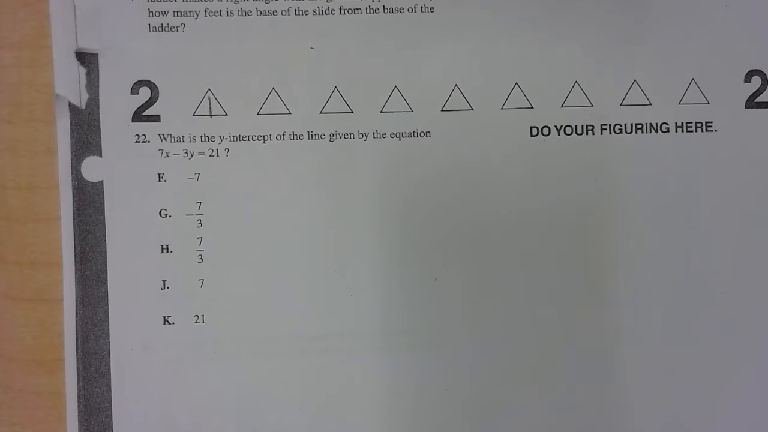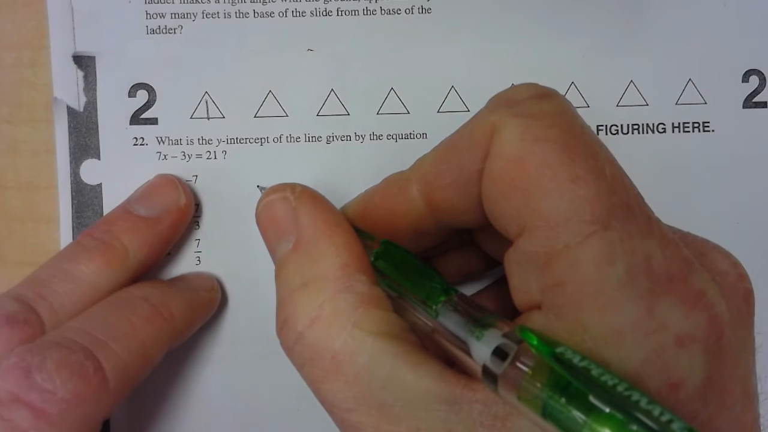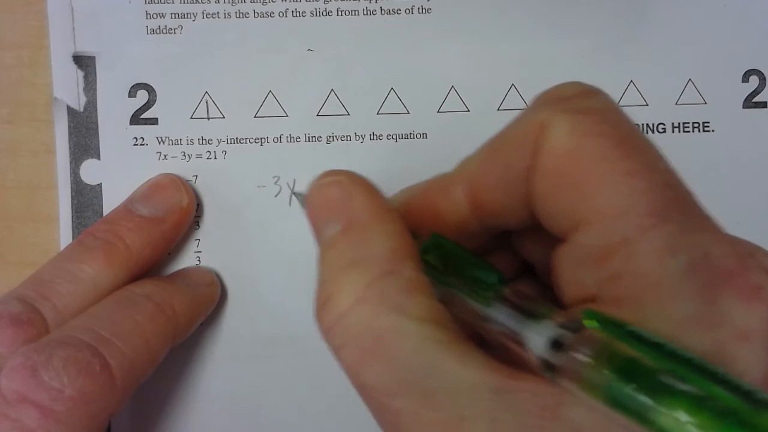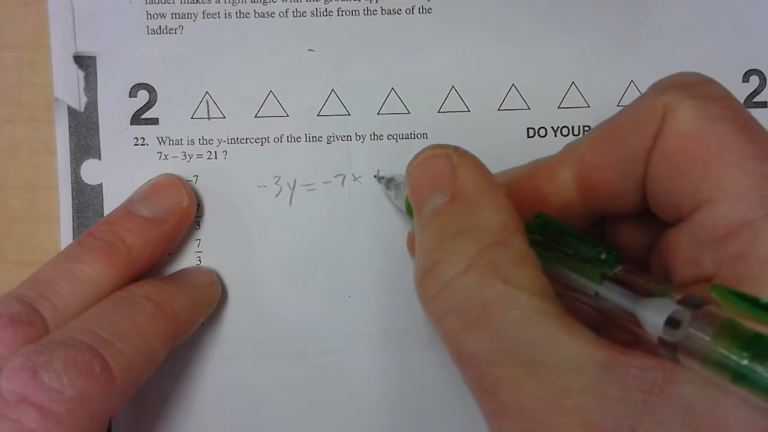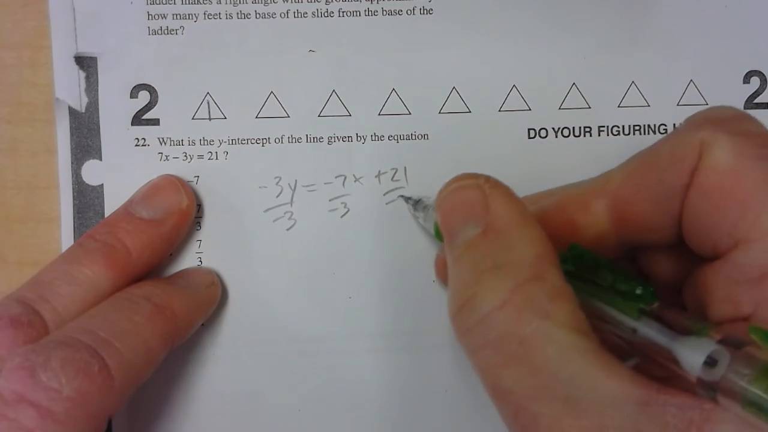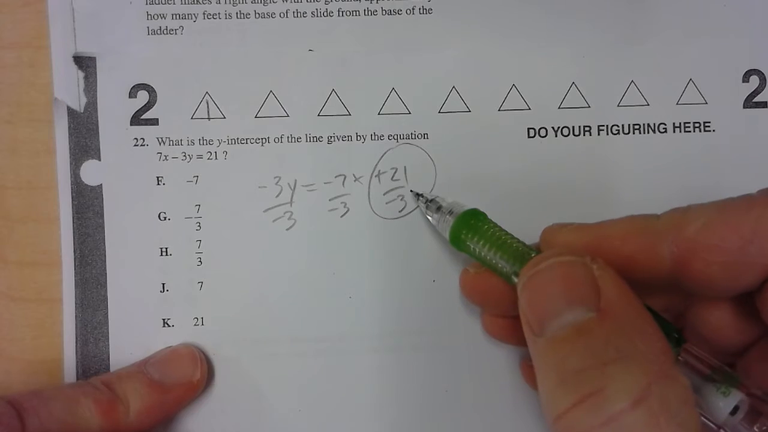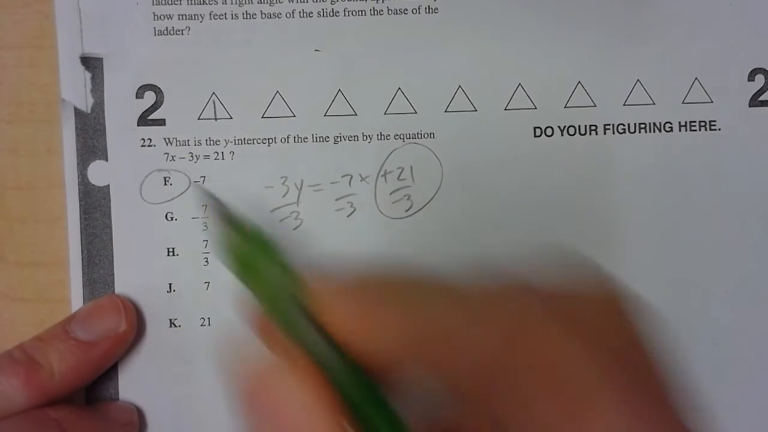Okay, the y-intercept. So if you solve for y, it gives you the y-intercept. So we subtract over the 7x, we get -3y is equal to -7x plus 21. You're going to divide by -3, divide by -3, divide by -3. That's the y-intercept right there. We don't need the slope, just the y-intercept. So it's -7, which would be F.